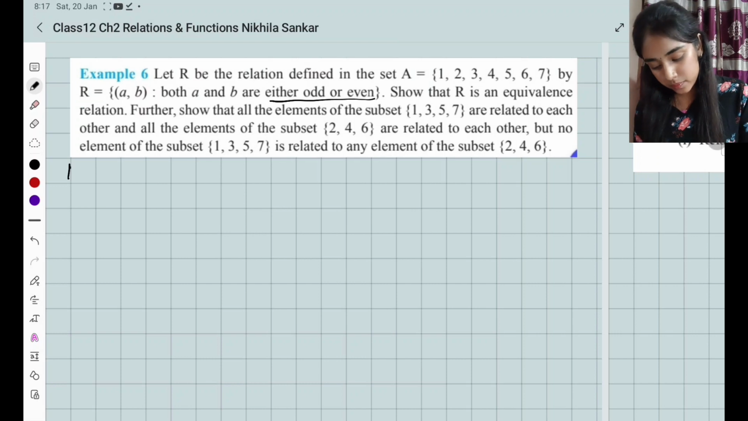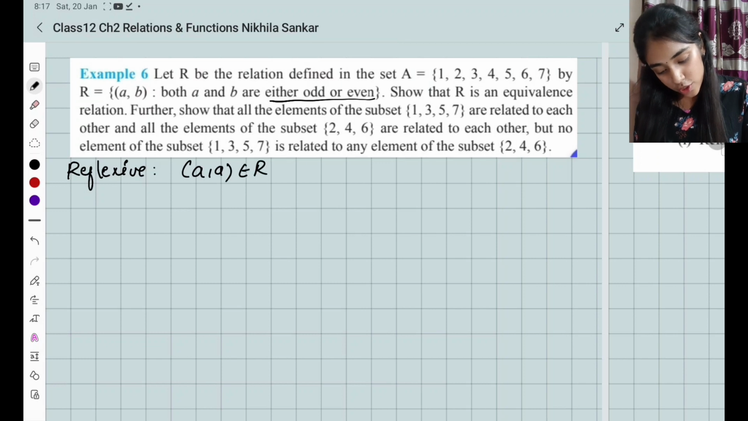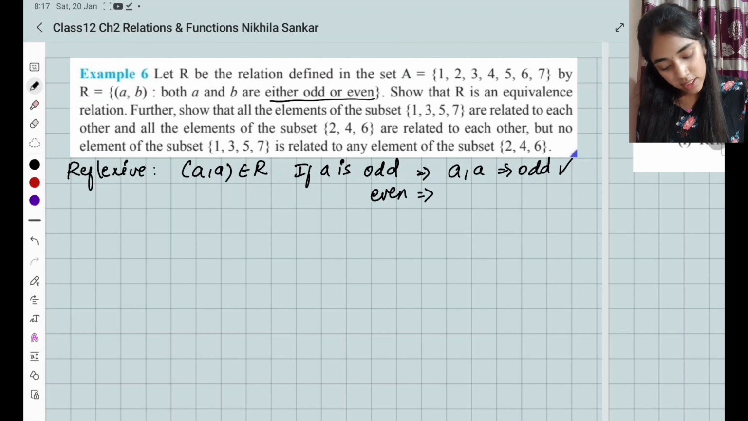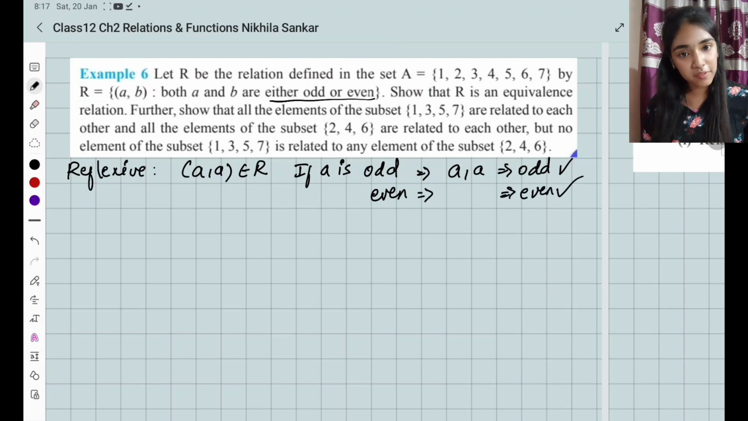Shall we prove it? So, for it to be reflexive, we need (a, a) belongs to R. If a is odd, then (a, a) is also going to be odd. So this is true. If a is even, then (a, a) is also going to be even. So it is going to be reflexive. Understood? If a is odd, a is also odd. If a is even, a is also even. So this is going to be a reflexive relation.